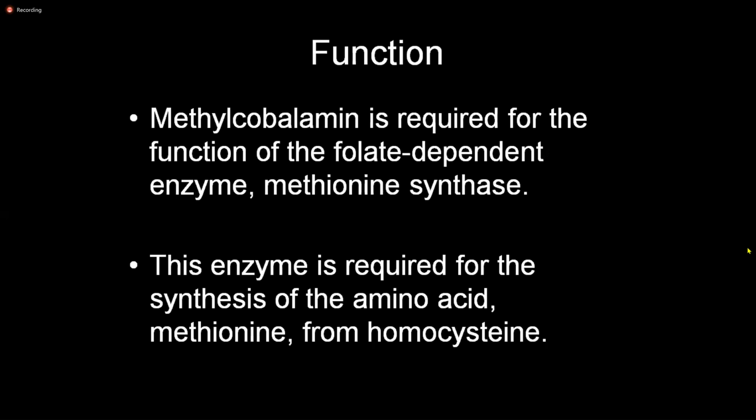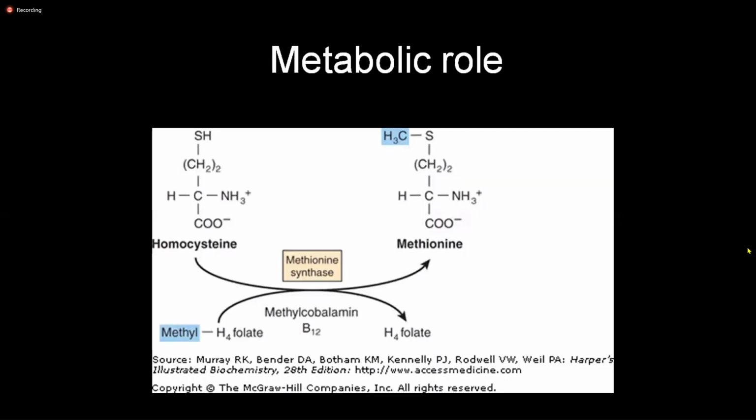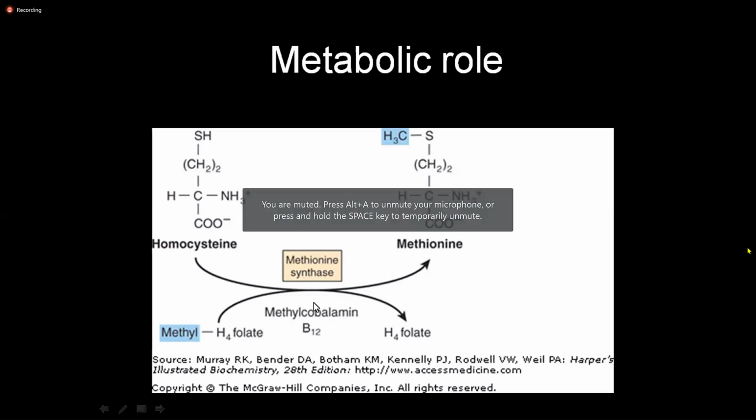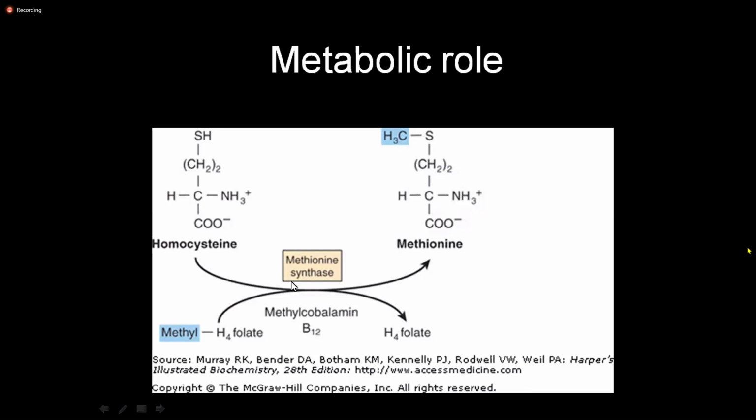So methionine is also synthesized from homocysteine. Homocysteine is converted to methionine by the vitamin B12 dependent enzyme methionine synthase. This is the same reaction that we saw yesterday. In the absence of vitamin B12, this methionine synthesis will not occur. Similarly, this is also important for the resynthesis of active tetrahydrofolate from methyl tetrahydrofolate.